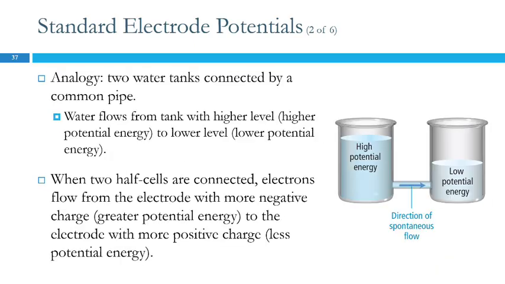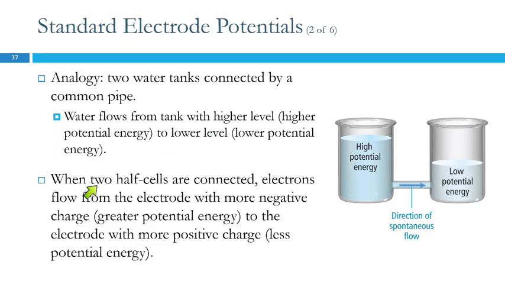So, analogy with water, we got 2 water tanks, 2 water beakers connected by a pipe. The water is going to flow from the one with the higher level, the higher potential energy, to the one with lower potential energy. Right? I think we all have enough experience with water that we can recognize that's what's going to happen. We're not going to have the water flowing this way until that beaker starts overflowing. That's just wrong, right? So water flows from the higher potential energy to the lower potential energy.